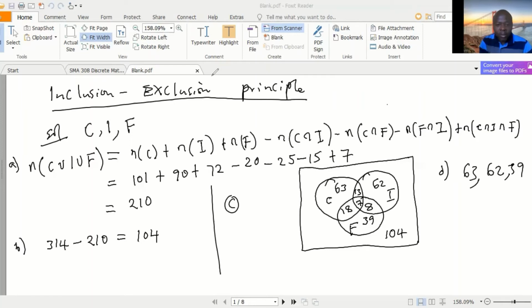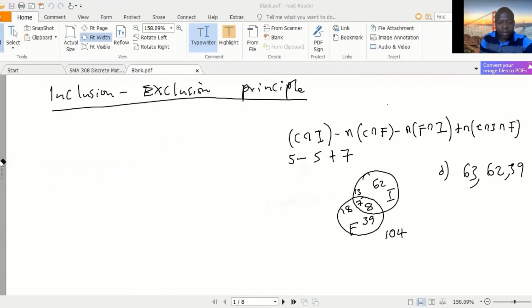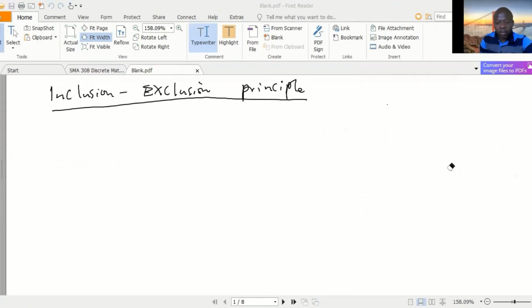Now, we want to look at some other examples. Let me clear this space so that we can use it for two other examples. Just clear the working so that the topic remains. Now, I want us to look at two easy examples that will help us understand the inclusion-exclusion principle.